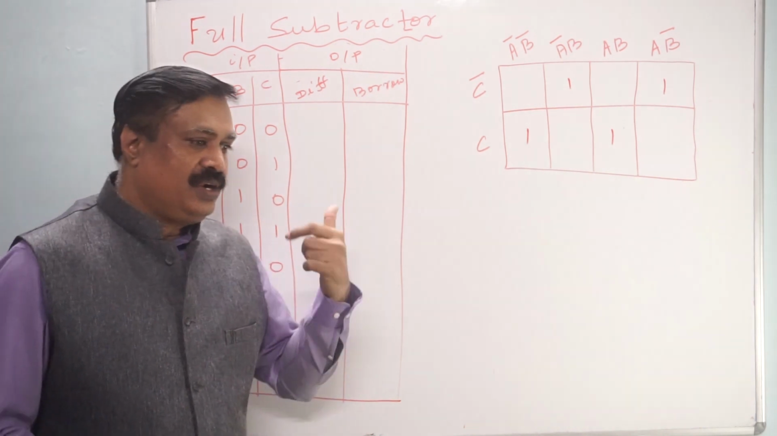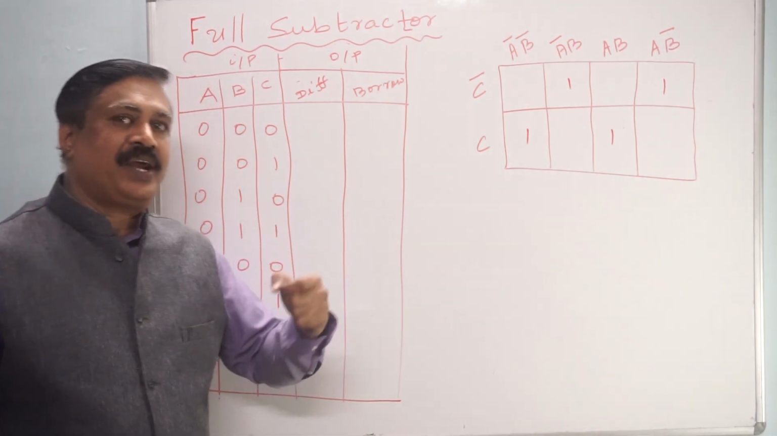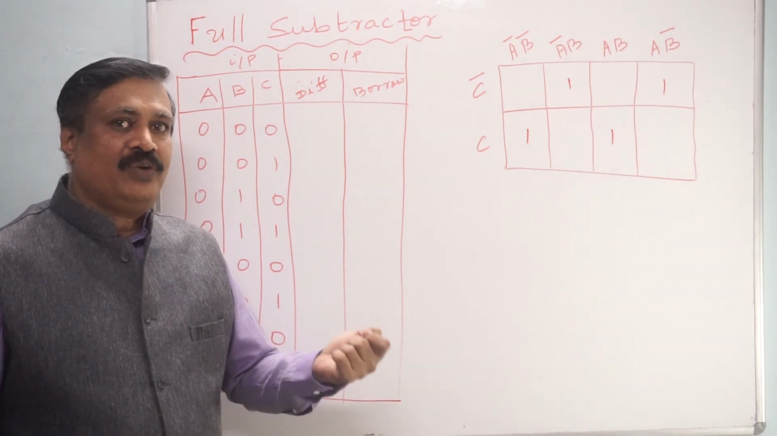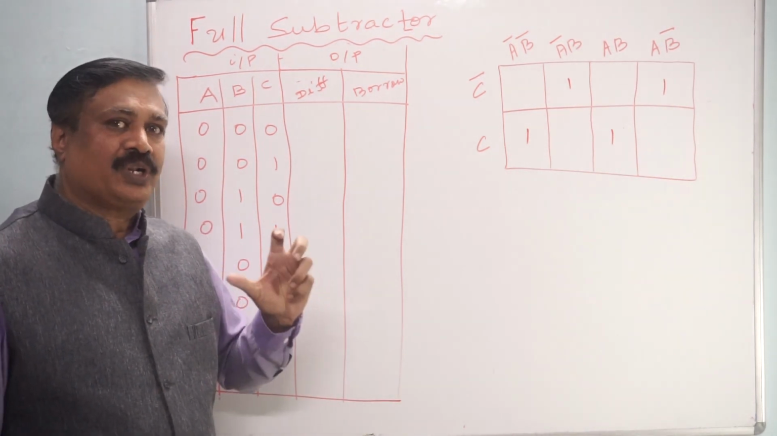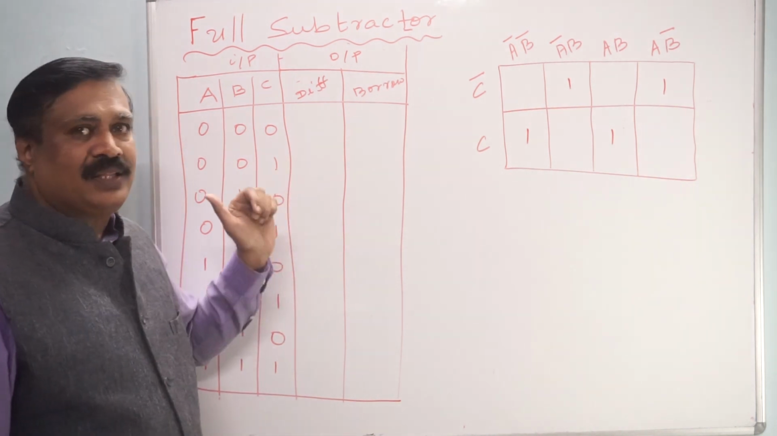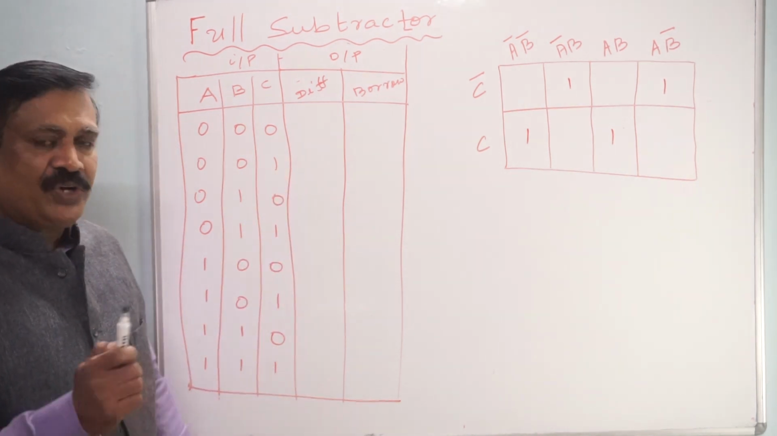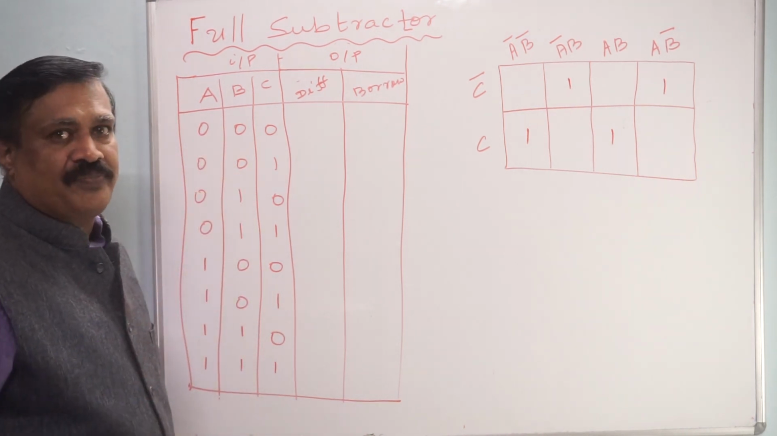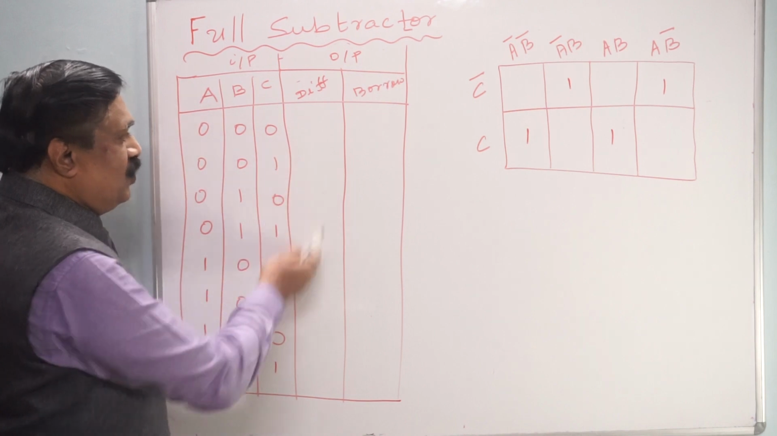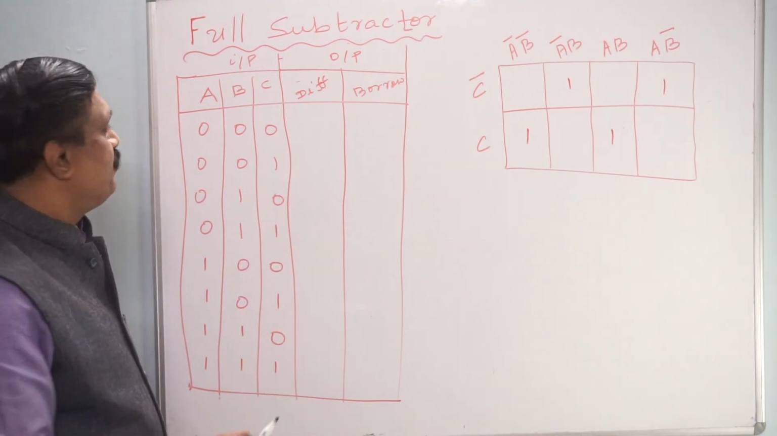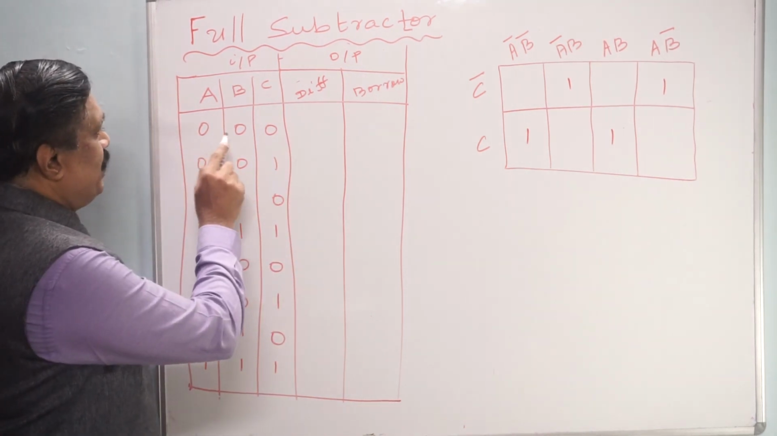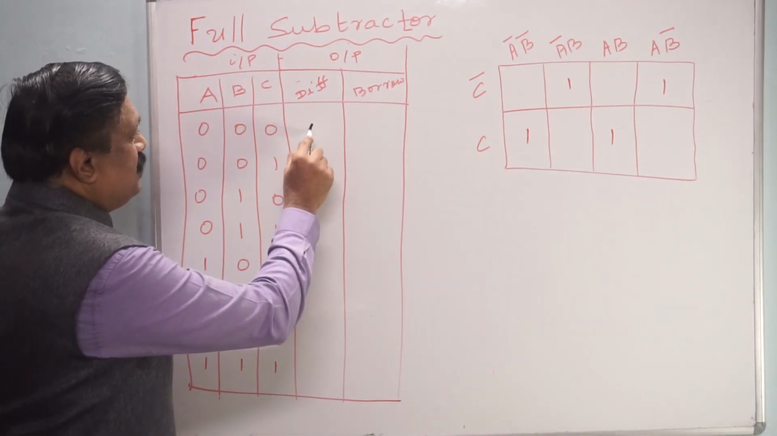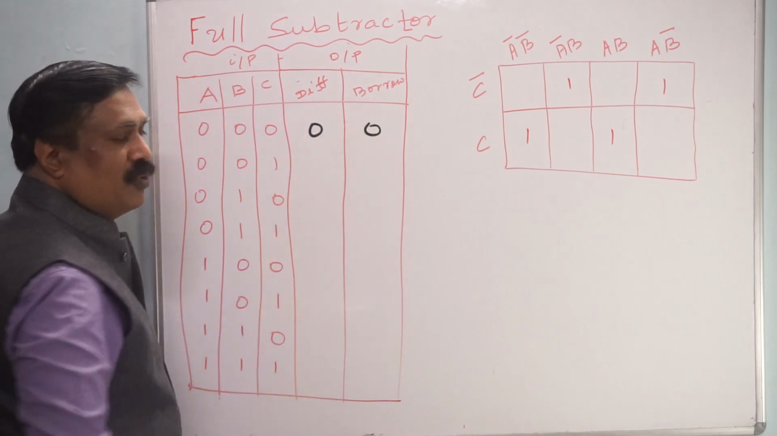And last class I told you how to subtract 0 minus 1. That means 1 from 0. You have to remember that and apply it here. Here what you do is you subtract A minus B and then minus C. Therefore I will do it carefully, please listen. Now A minus B means 0 minus 0, 0. Then 0 minus 0, 0. Therefore difference is 0. There is no borrow.